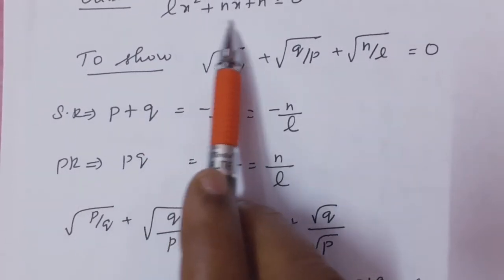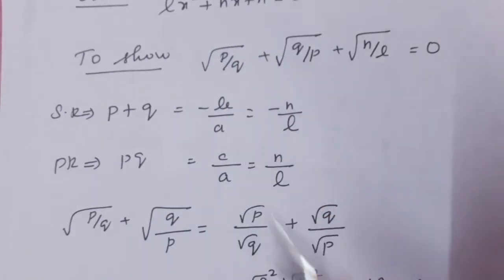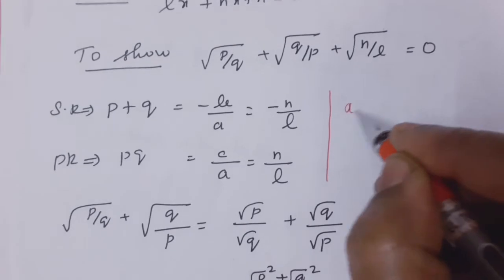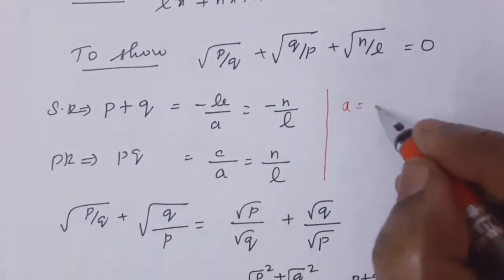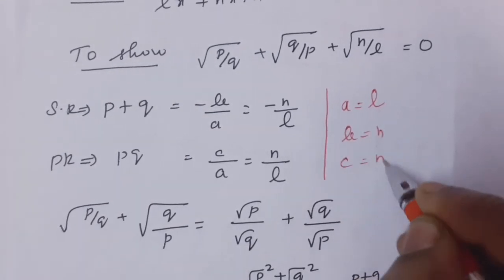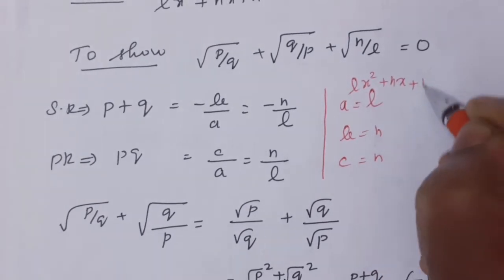A equal to L, B equal to N, C equal to also N. We want to write it here. From the quadratic equation, A equal to L, B equal to N, C equal to also N, because the given quadratic equation is Lx square plus nx plus n equal to 0.